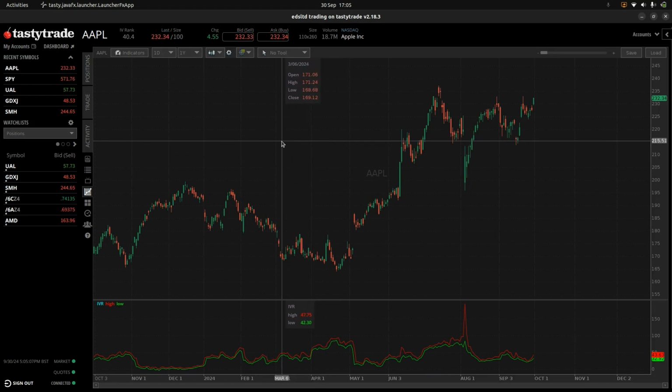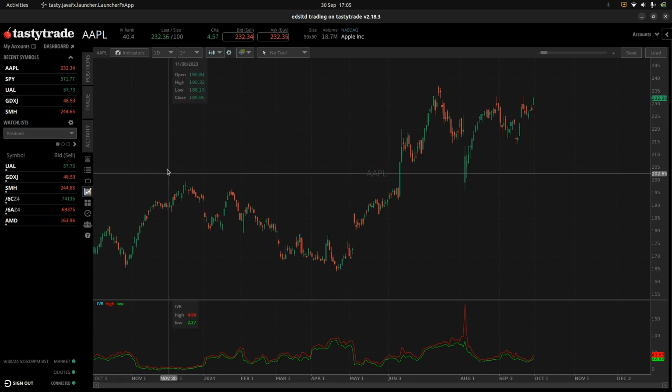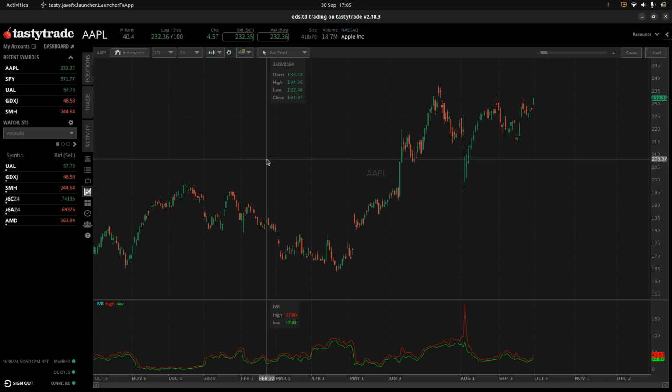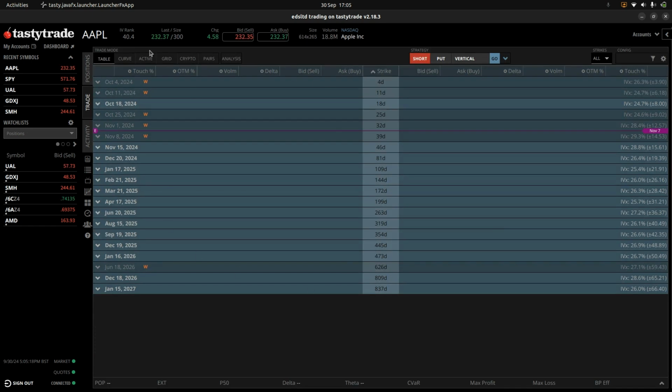So the first thing you want to do is pull up your brokerage platform. We're using Tasty Trade, and of course we are going to be writing options contracts, so we need to know where we are in the options cycle. So you pull up any underlying, for example, we've got Apple here, and we are presented with a list of expirations in the trade tab.